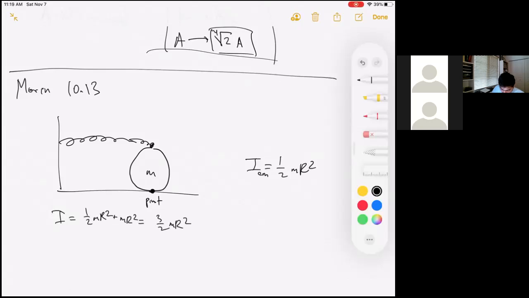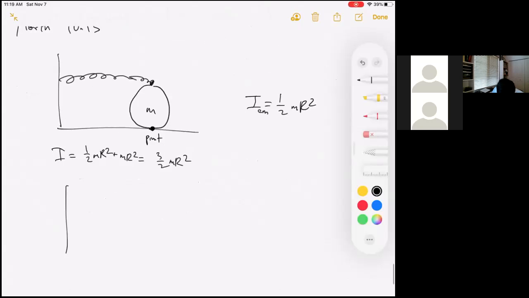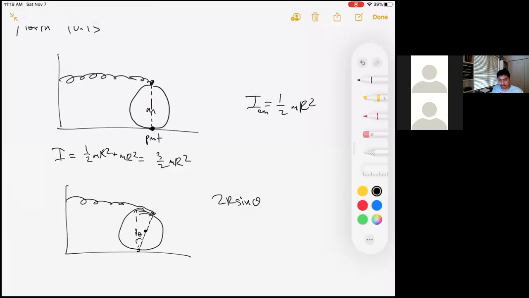And now if this rotates by an angle theta, then we can see that the spring got extended by 2r sine theta, because this distance is 2r. And if you rotate by theta, then you get an extra 2r sine theta in the spring.